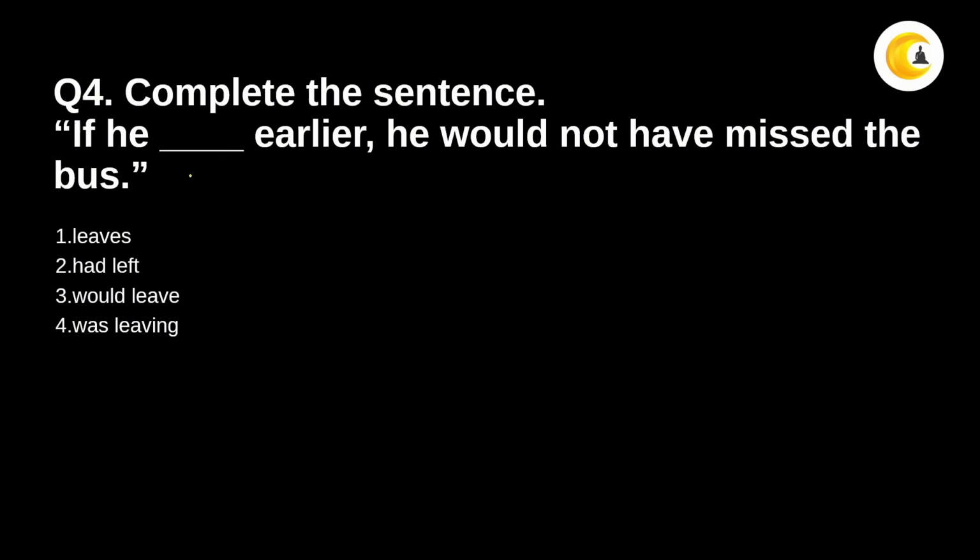Okay. So it says that if he dash earlier, he would not have missed the bus. Okay. If you know a rule that would is always used in scenarios that are unreal. Okay. Unreal. If he studied, he wouldn't have failed, right? Unreal. All right. So what does it say? That if he would have reached the bus stop earlier, then he would not have missed his bus. So technically, he missed his bus. So would is again being used in a very unreal situation, because this situation is not going to happen because he has already missed the bus.